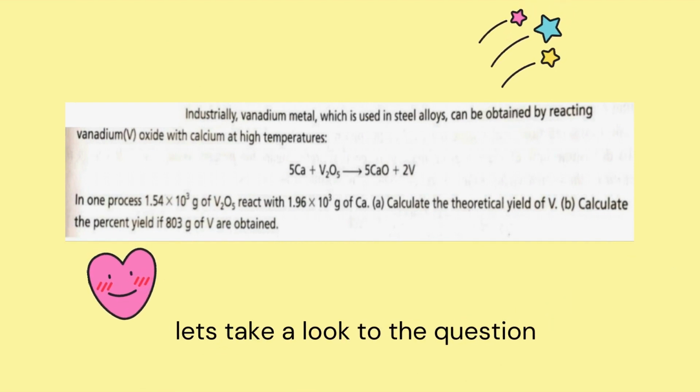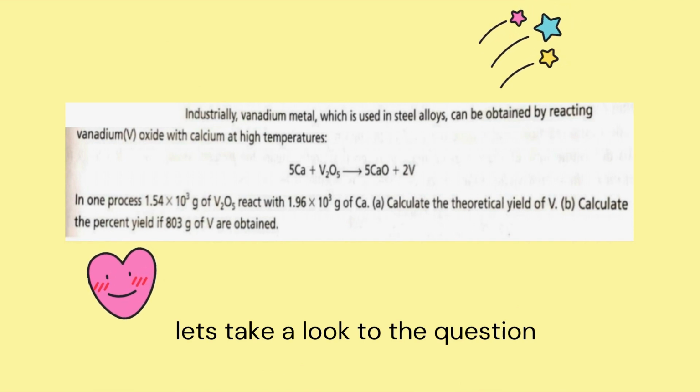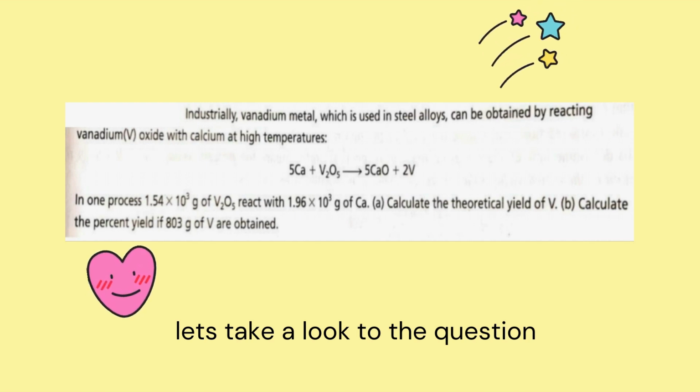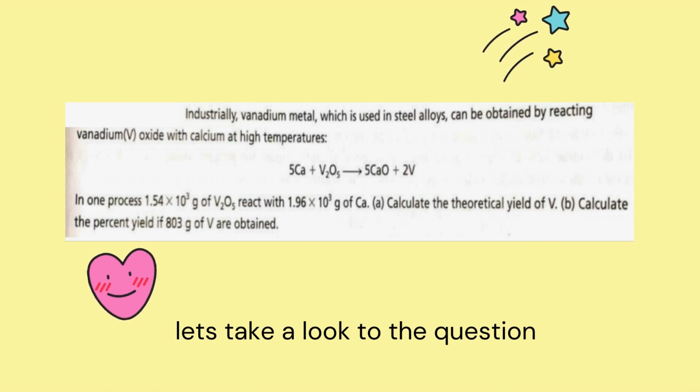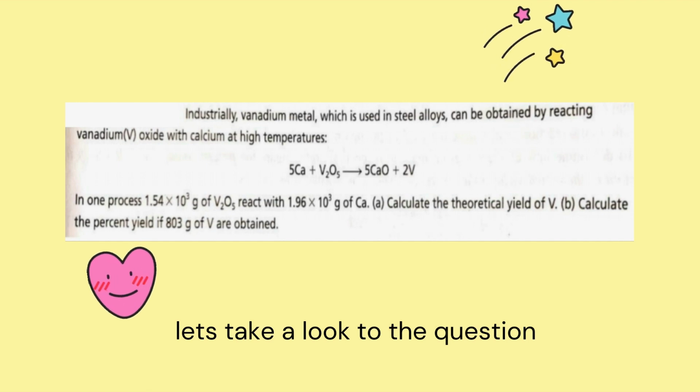Industrially, vanadium metal, which is used in steel alloys, can be obtained by reacting vanadium oxide with calcium at high temperatures. So this is the equation given. In one process, 1.54 × 10^3 gram of vanadium oxide is reacted with 1.96 × 10^3 gram of calcium. A. Calculate the theoretical yield of vanadium, and B. Calculate the percent yield if 803 gram of vanadium are obtained.